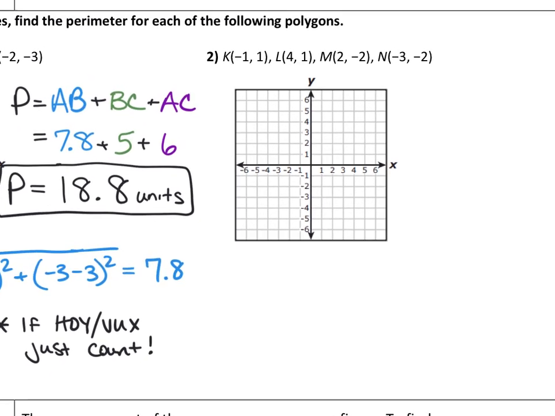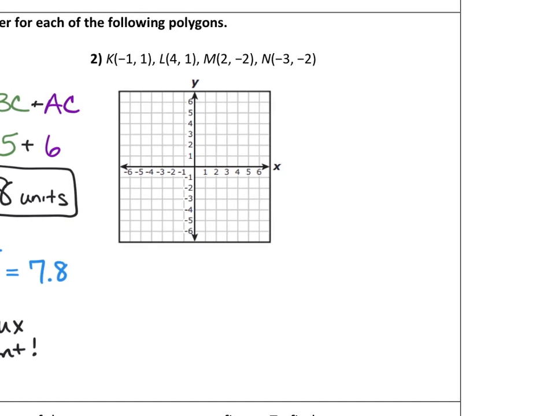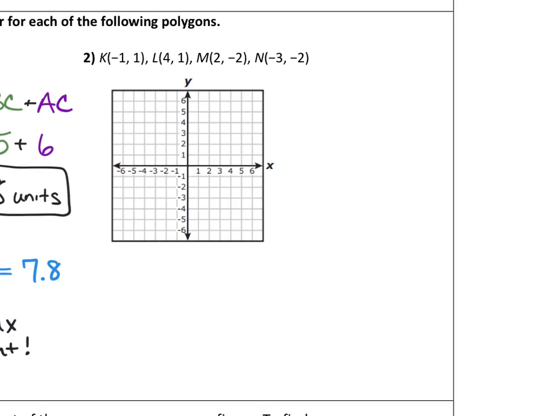No. Okay, we're going to do it anyways. Let's plot these points, K, L, M, and N. So this is going to have 4 coordinates, 4 vertices. So we have -1, 1. Here's K. We have 4, 1. Here's L. We have 2, -2, that's M. And we have -3, -2, here's N.